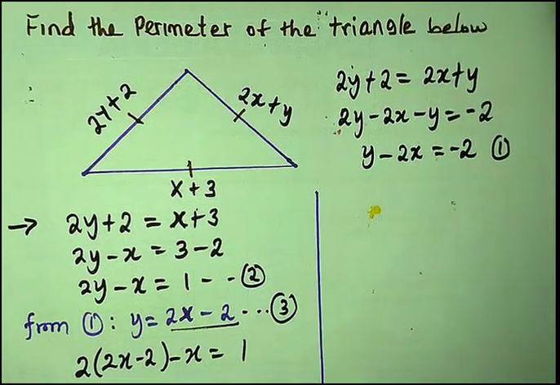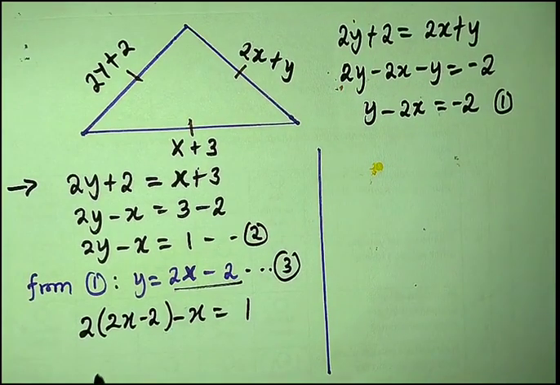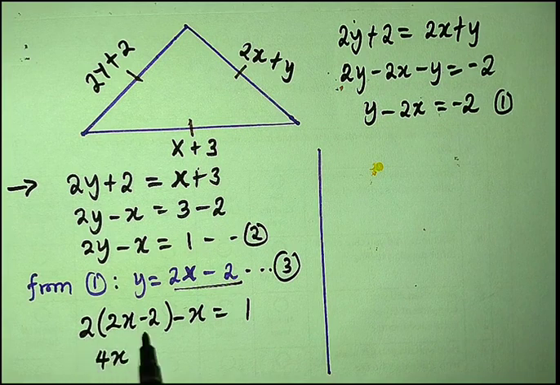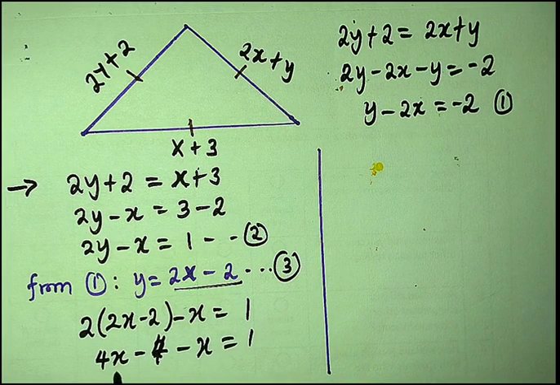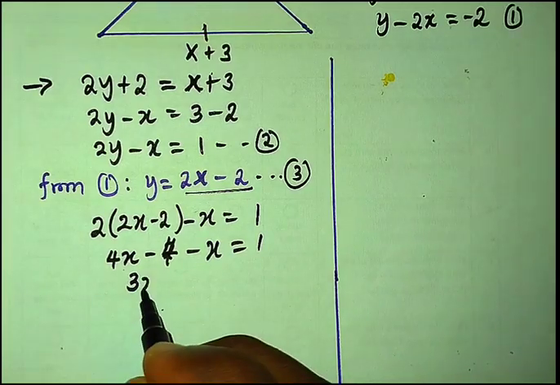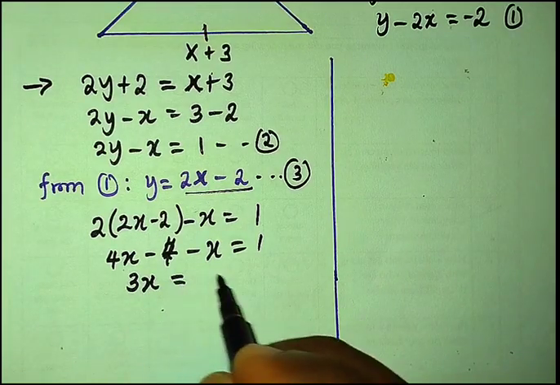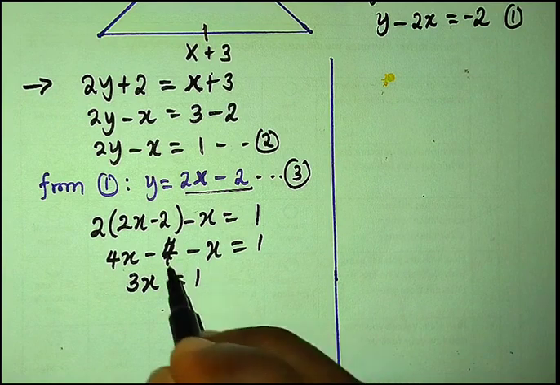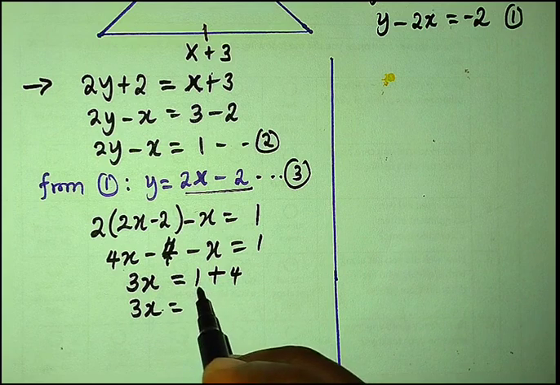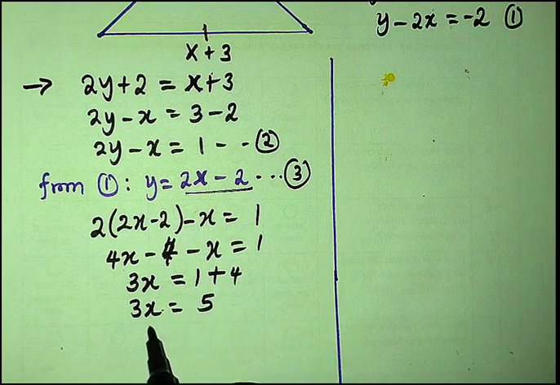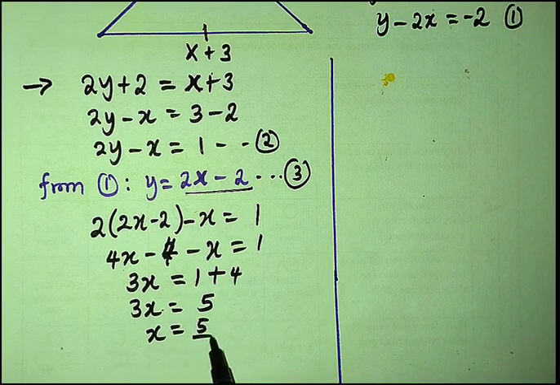Okay, so now from there, what are we going to have? 2 times this, we have 4x, 2 times this, we have minus 4, then minus x equals 1. So now from here, 4x minus x, we are going to have 3x, then equals 1. If this minus 4 is to go there, we are going to have plus 4. So we have 3x equals 1 plus 4, that is 5. Therefore, we have x to be 5 over 3.